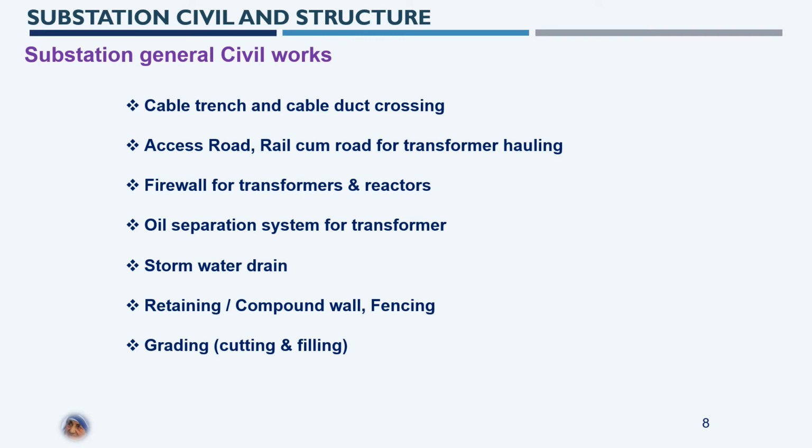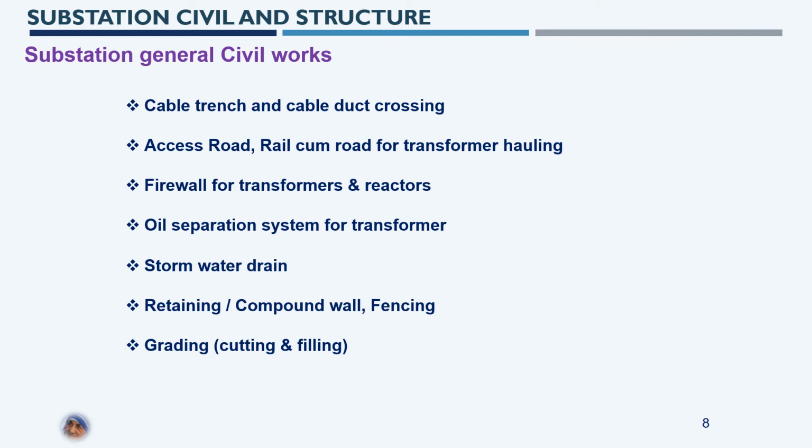Access road may be in concrete or bitumen or even soil macadam. This is mainly required for maintenance and transportation purpose, and a railcum road for transformer hauling. Firewall for transformers and reactors. A firewall generally is constructed using an RCC shear wall with a raft foundation, or framed structures comprising columns, beams and brick infill, or fully masonry. Either it may be first class fire clay bricks or with some stone masonry.